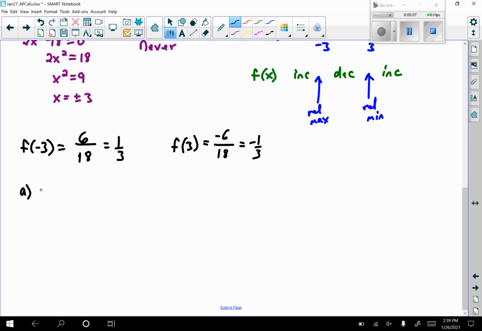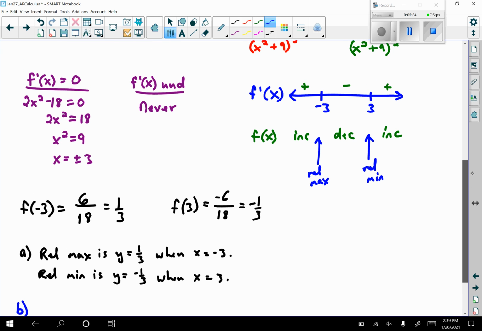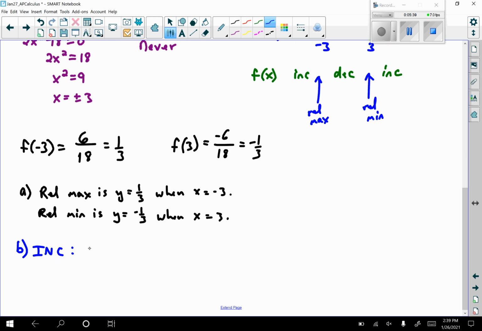All right, so for part A, we would say the relative max is y equals 1/3 when x equals negative 3. And the relative min is y equals negative 1/3 when x equals positive 3. For part B, our intervals where our function is increasing is from negative infinity to negative 3 and from 3 to infinity. And decreasing in between the 3's.